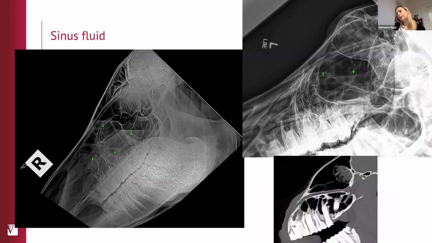Sinus fluid can be quite easy to detect if you have multiple fluid lines. What I recommend is, first of all, to acquire the images with the head position at an angle compared to the floor, so that the head is not too extended, so then the fluid lines are very close to the roots of the teeth. And also, when you read the radiographs, to position the radiograph on your screen in the same orientation as it was taken. So then all the fluid lines are parallel to the bottom of your screen, and therefore it is easier to spot.